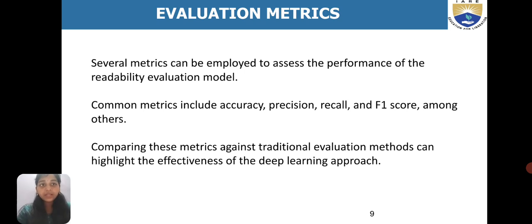Coming to evaluation metrics, several metrics can be employed to assess the performance of the readability evaluation model. Common metrics include accuracy, precision, recall, and F1 score, among others. Comparing these metrics against traditional evaluation methods can highlight the effectiveness of the deep learning approach.